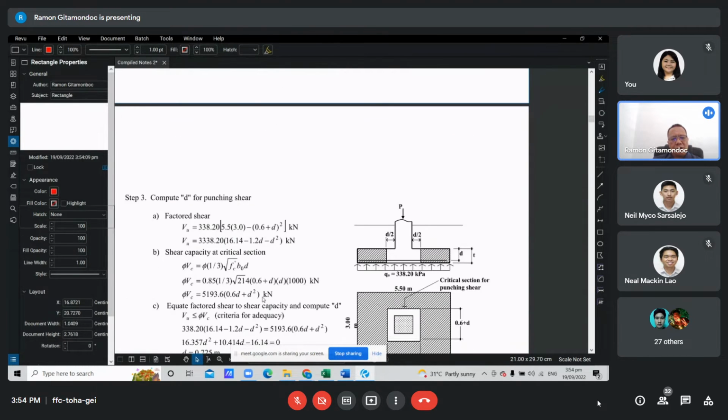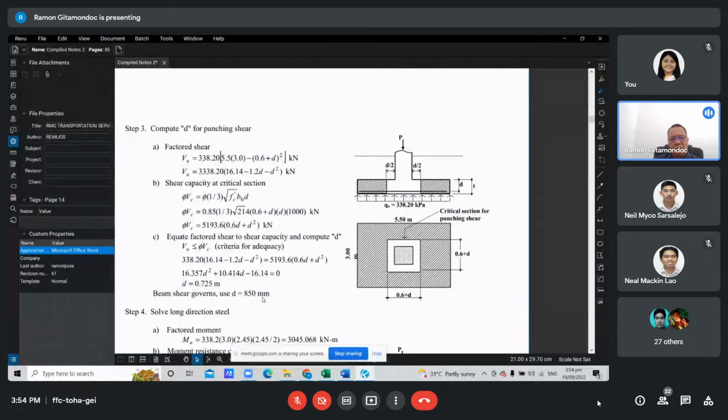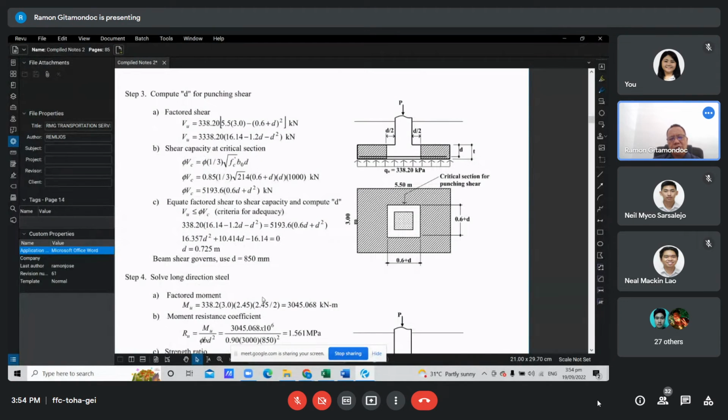Next, we compute the required effective depth to avoid a punching shear failure. So the critical section for punching shear will be at d over 2 distance from the face of the column, no? And that will occur around the column perimeter. So with the d over 2, that will make the dimension of the critical section equal to the column dimension plus d. So since the column is square, then 0.6 plus d.